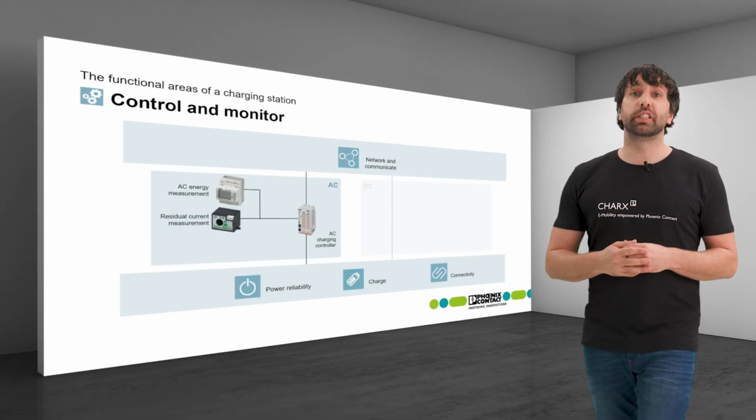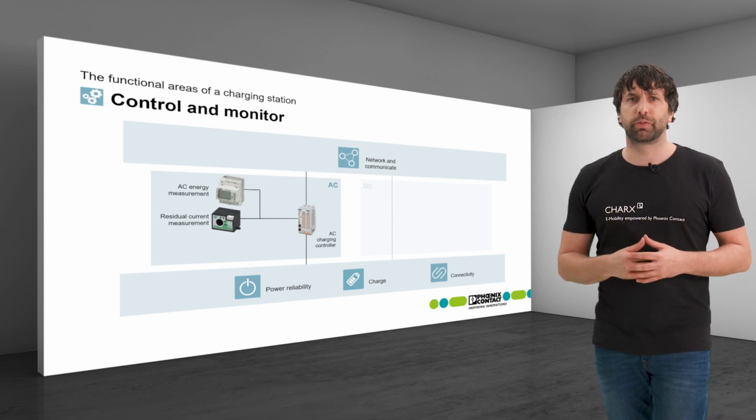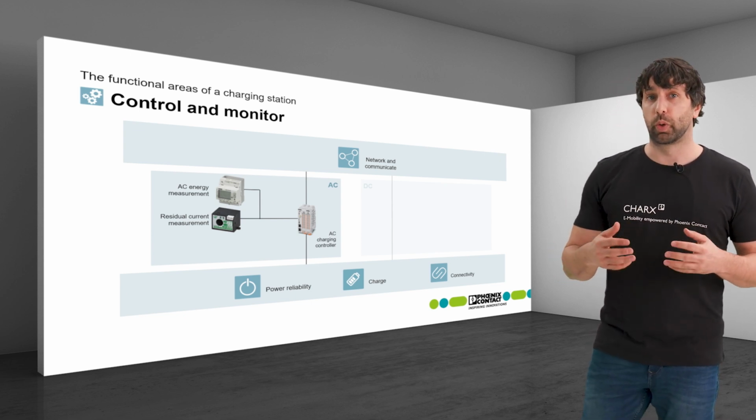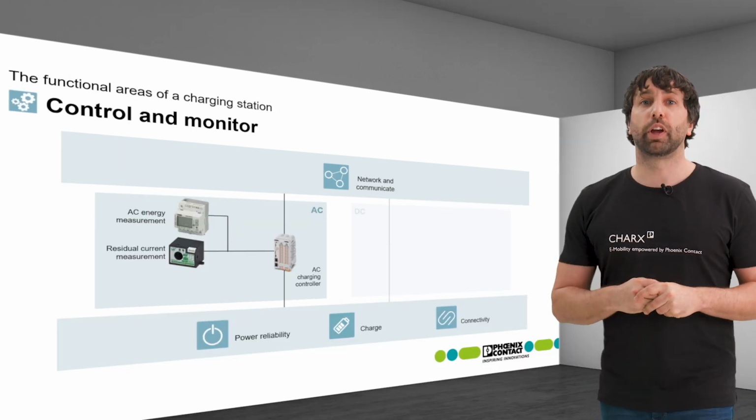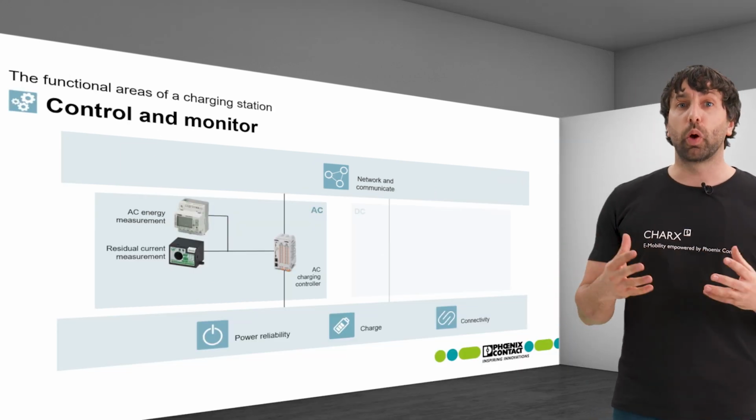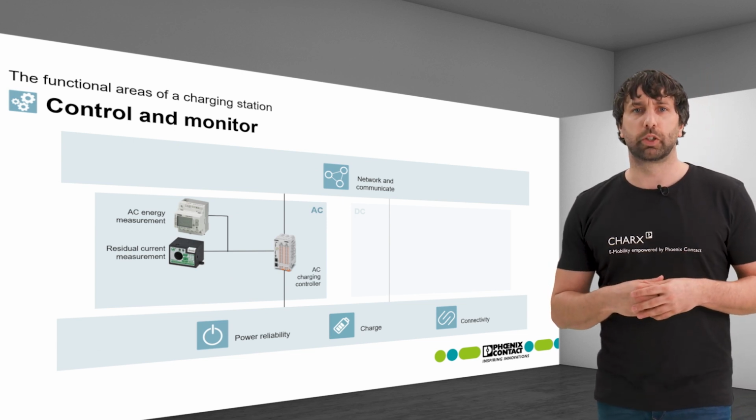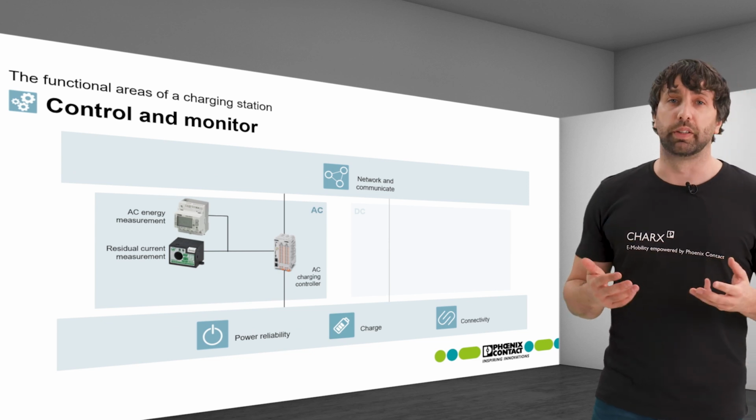A suitable DC residual current monitoring module is available as an accessory for CHARX control modular. It is connected directly to the controller and can be configured there. For measurement, the lines of the charging cable are guided through the toroidal coil of the module. The cabling does not have to be integrated into the device, making the safety feature easy to implement.